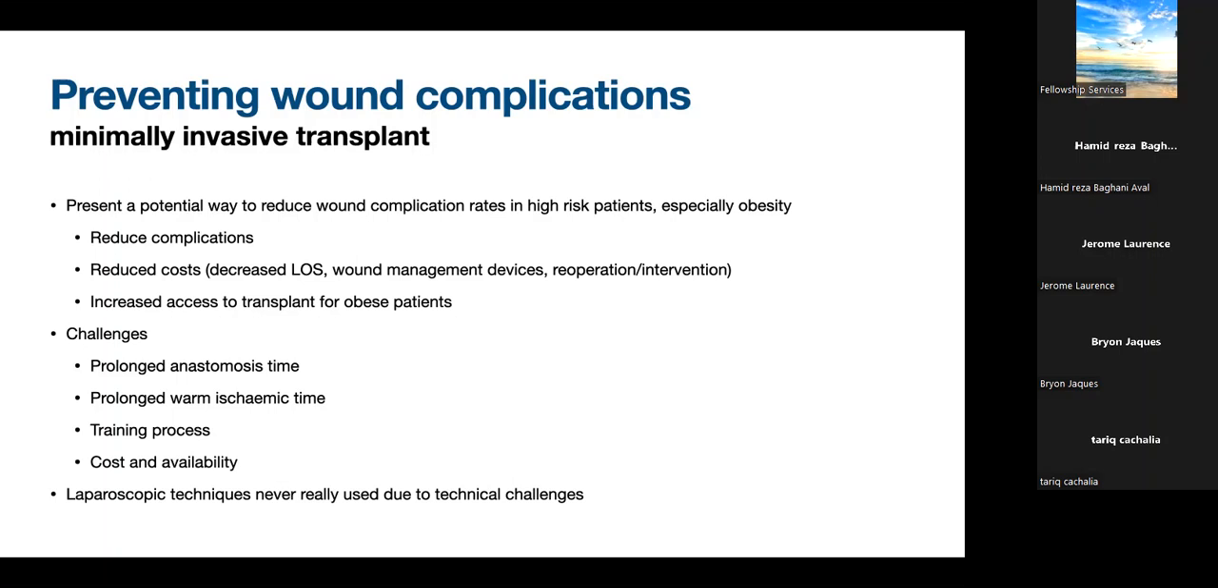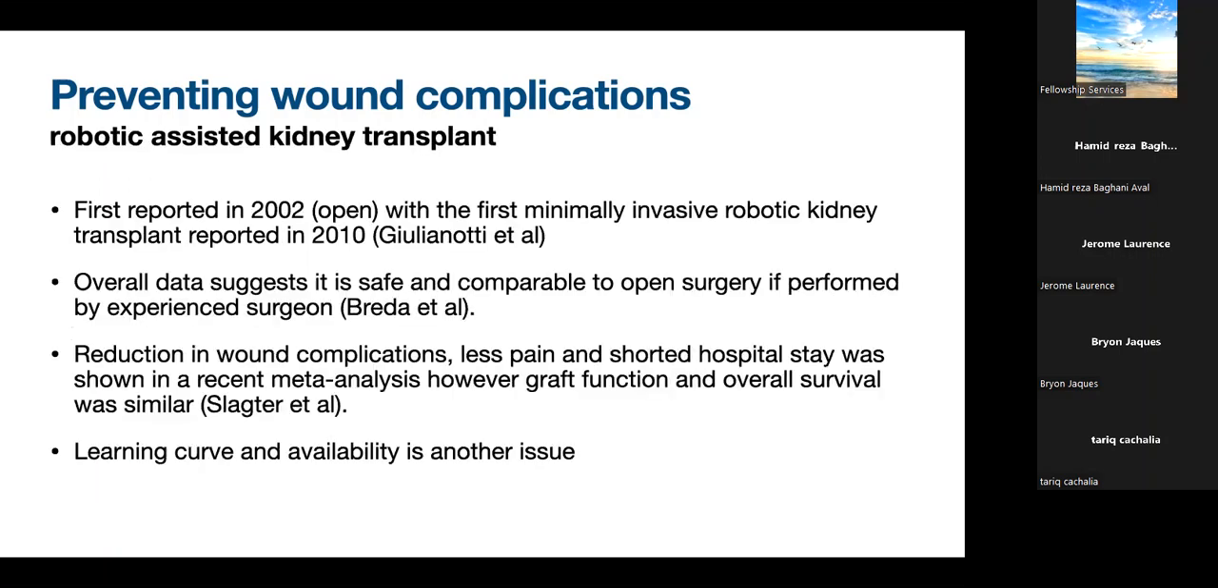Laparoscopy has never really been used much in transplant due to the technical challenges, but I think the emergence of robotic assisted surgery could make minimally invasive surgery more feasible because of the increased technical skill that you can have. The first reported minimally invasive robotic transplant was in 2010, and there hasn't been a lot of progress in this area since then. But overall, the data suggests that it's safe and comparable to open surgery, as long as it's an experienced transplant surgeon as well as an experienced robotic surgeon.